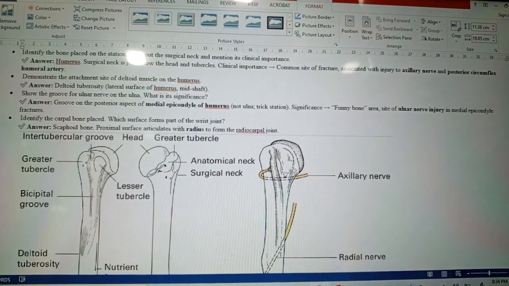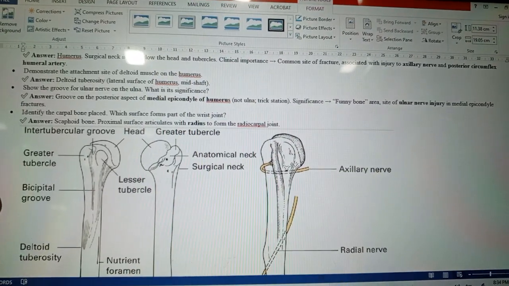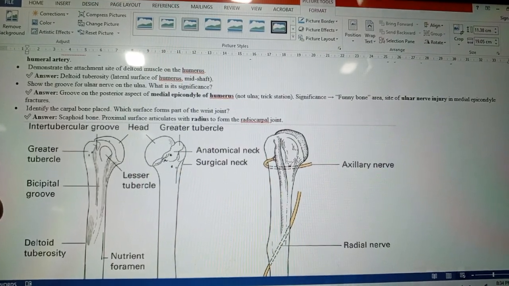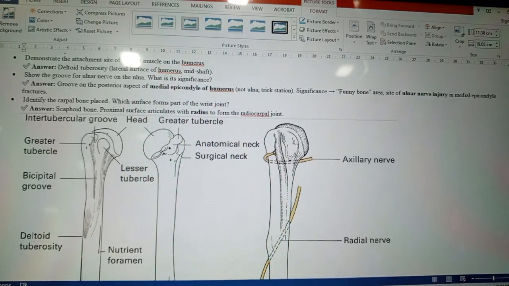Identify the carpal bone placed and which surface forms part of the wrist joint. Mostly it is the scaphoid bone, and the proximal surface is the one, due to which fracture or avascular necrosis most commonly takes place in the scaphoid bone. It articulates with the radius to form the radiocarpal joint.